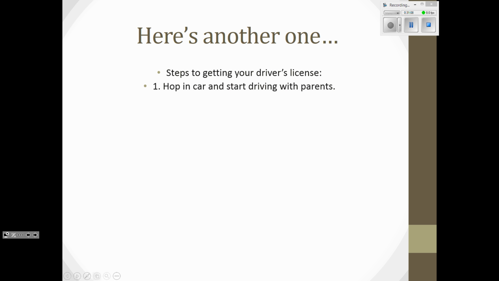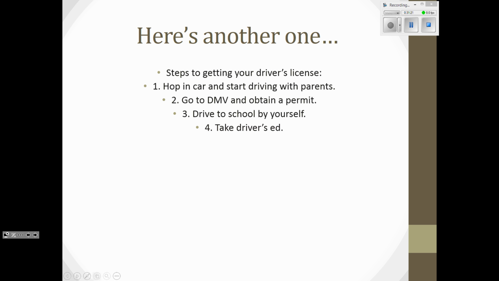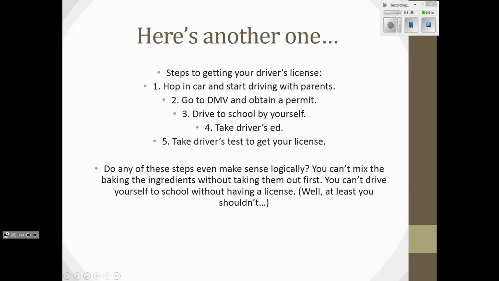So, step 1 is to hop in the car and start driving with your parents. Step 2 is to go to the DMV and obtain a permit. Step 3 is to drive to school by yourself. Step 4 is to take driver's ed. Step 5 is to take driver's test to get your license. Okay. So, again, the general problem is that they're out of order, right?